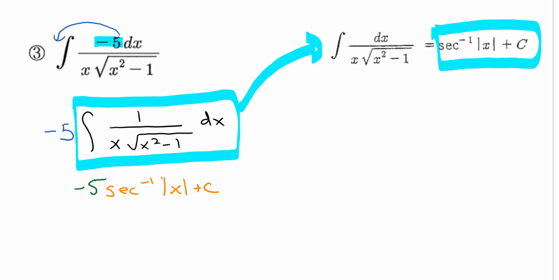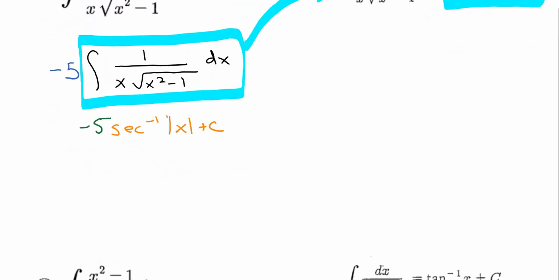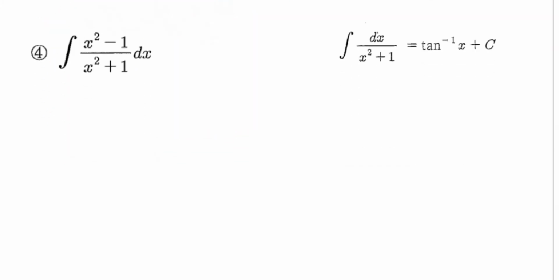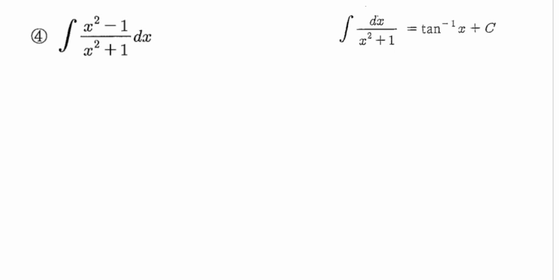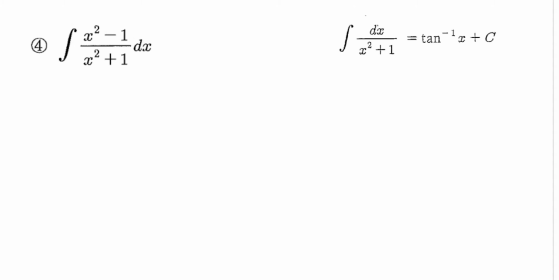Okay, so those first 3 aren't too bad. I think the first 3 are just giving you an opportunity to find different identities on your formula sheet. Now for the next question here, this one requires a little bit more work.